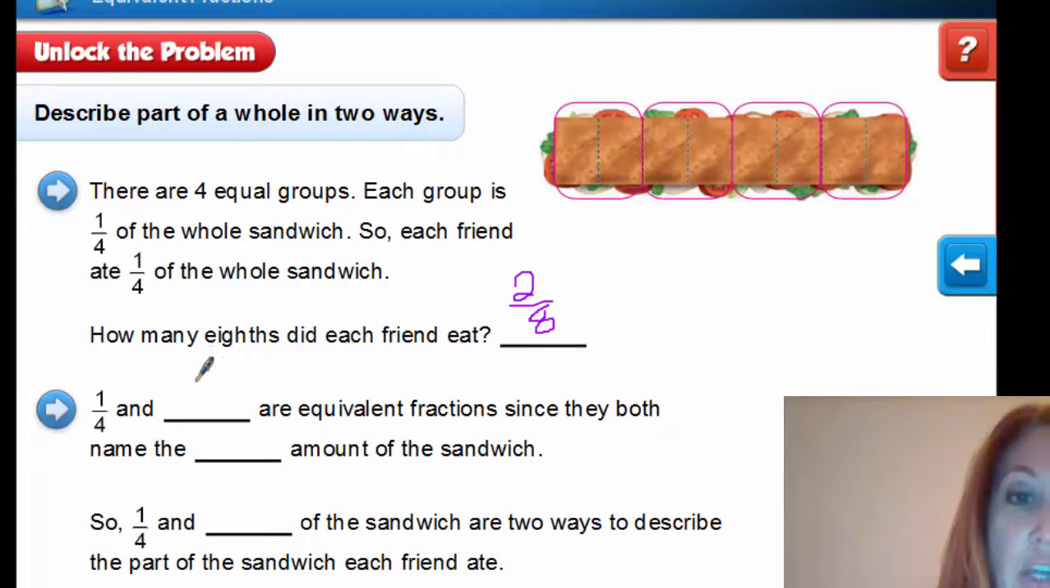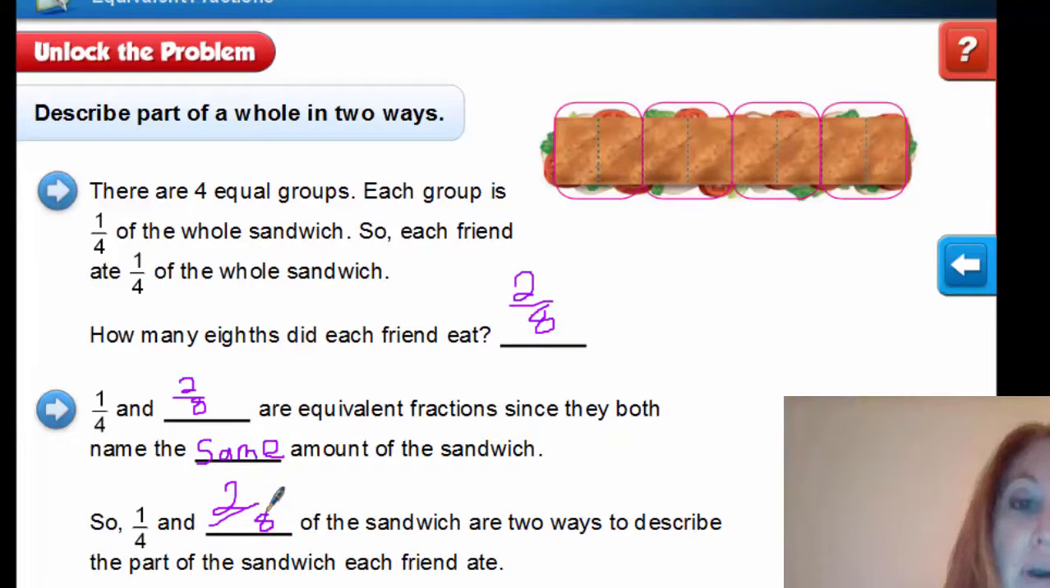One-fourth and 2 8ths are equivalent fractions since they both name the same amount of the sandwich. They both name the same amount. So 1/4 and 2 8ths of the sandwich are 2 ways to describe the part of the sandwich that each friend ate.